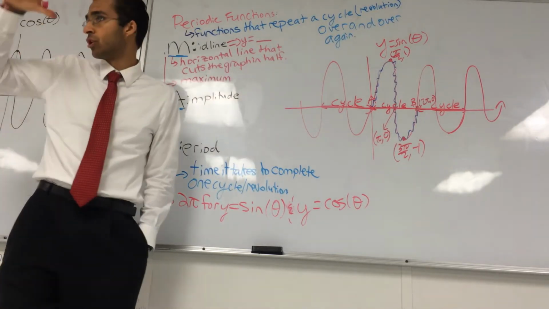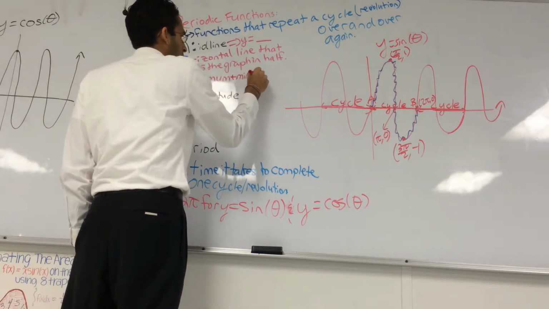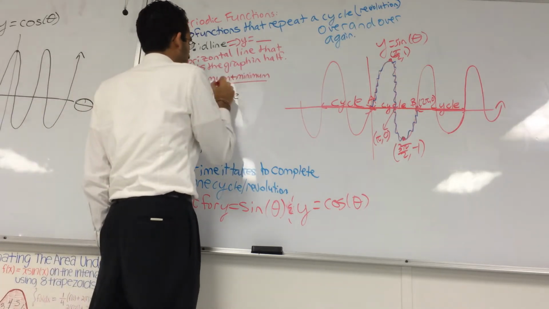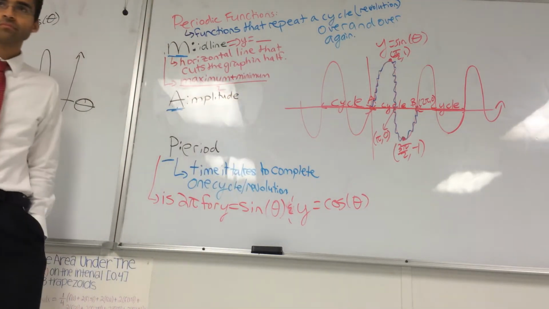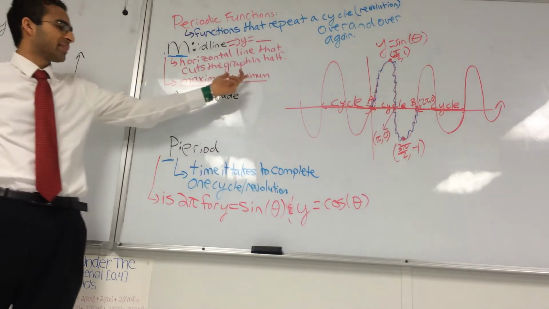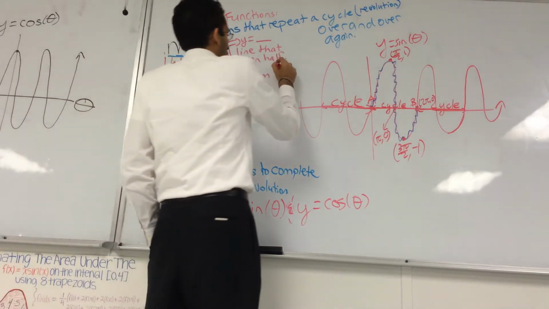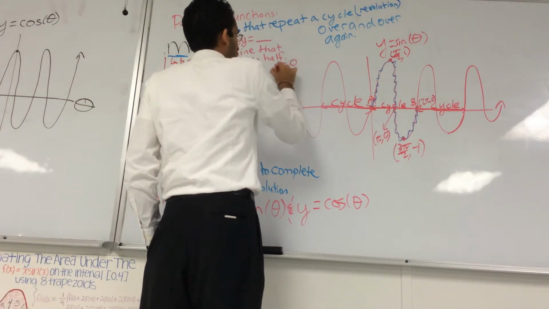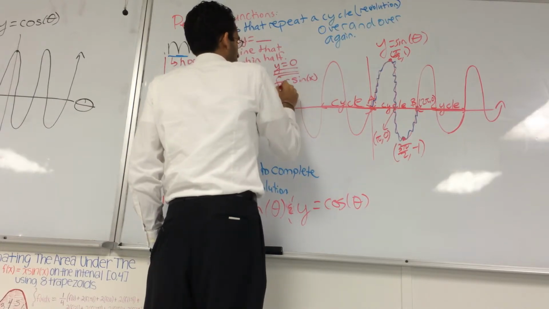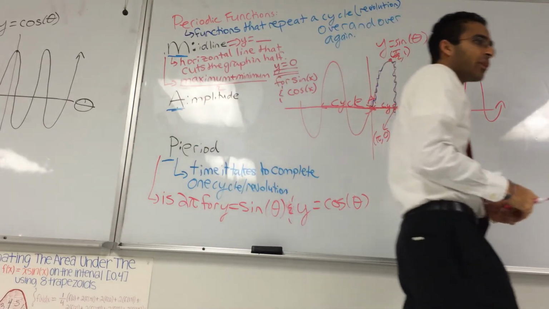For cosine, the maximum is also 1. Plus the minimum. In this case, -1. Divided by 2. So you want to find the average of the max and the min. 1 plus -1, 0. 0 divided by 2 is 0. So the midline is y equals 0 for sine of x and cosine of x. Y equals 0. Horizontal line.